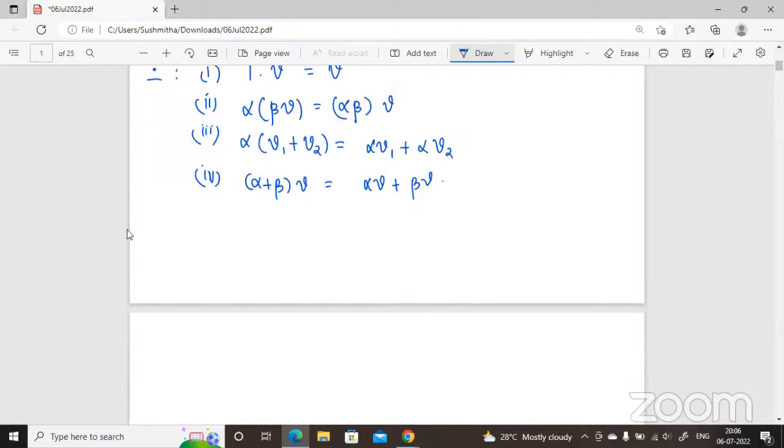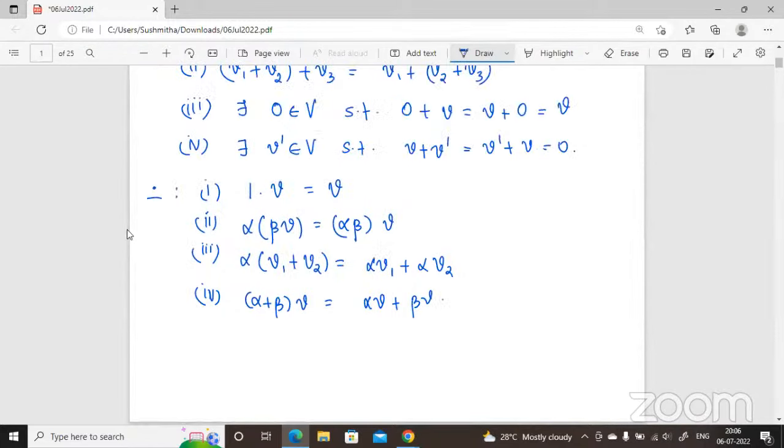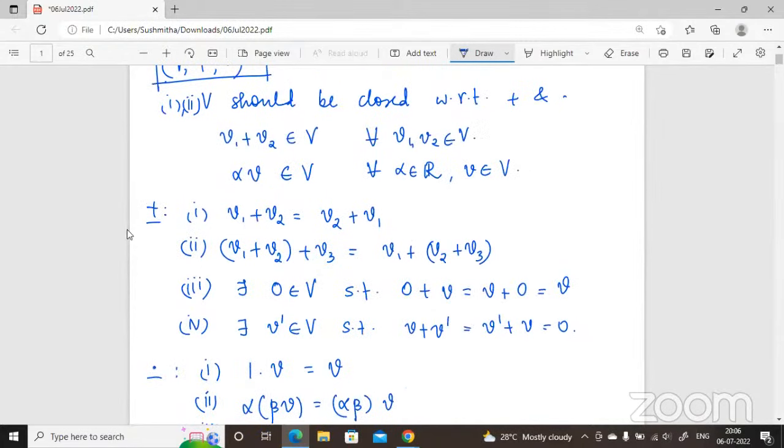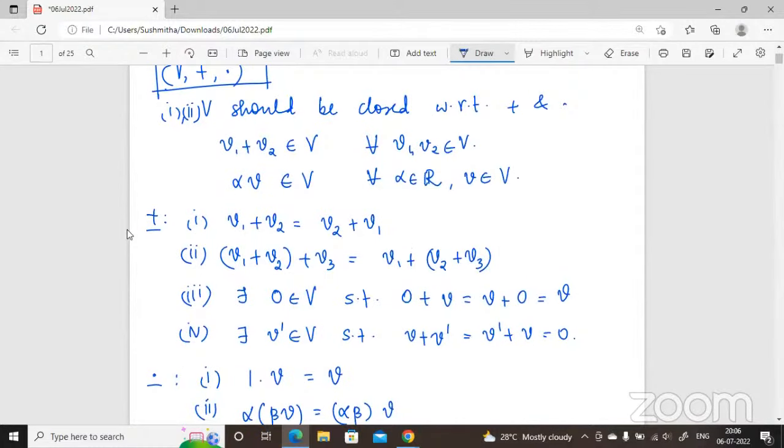Any questions on that? Yeah. Hi ma'am, I wanted to ask, is there any quicker way to check whether something is a vector space or not? It is not. To check something is a vector space, you have to go through all these steps. You have to check each and every condition. There is no shortcut to it. Only if all the conditions are satisfied, it is a vector space.